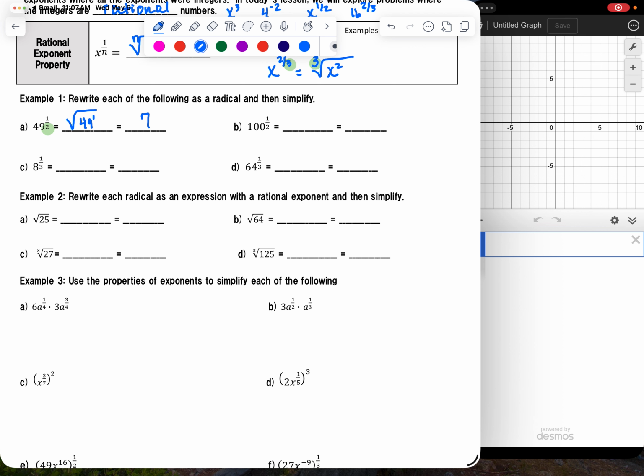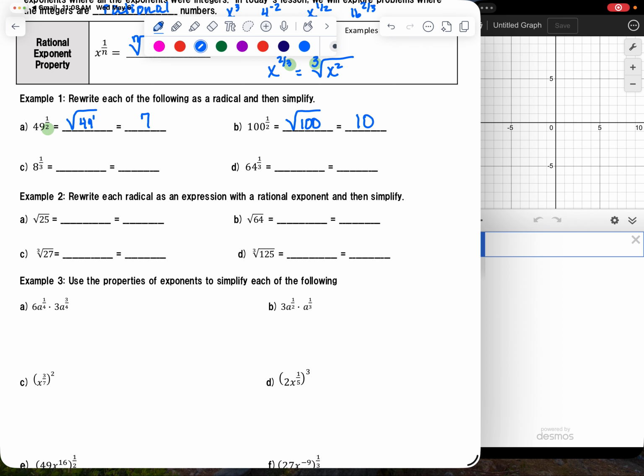All right, pause the video and try problem B on your own. All right, welcome back. Hopefully you rewrote 100 to the 1/2 power as the square root of 100. And you don't have to write the 1 power, which is equivalent to 10. So 100 to the 1/2 power is equal to 10.